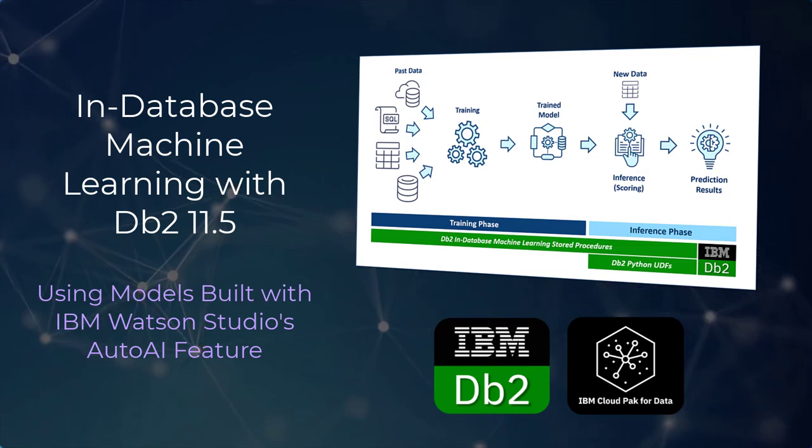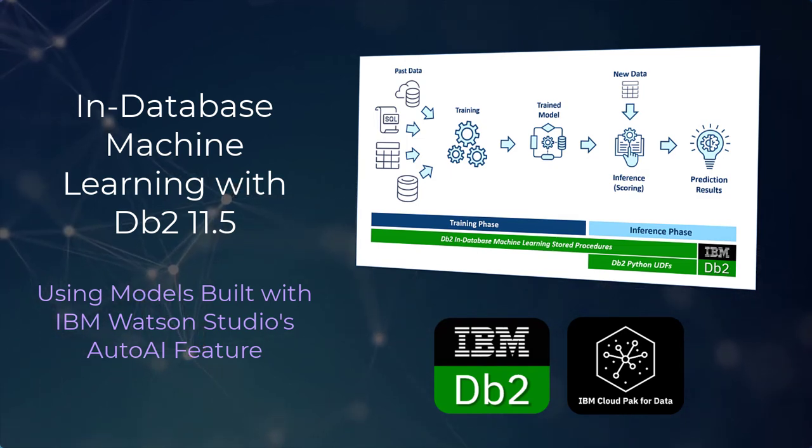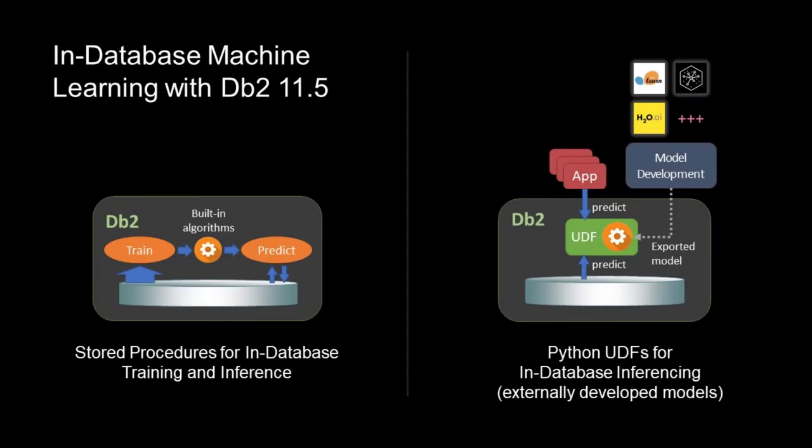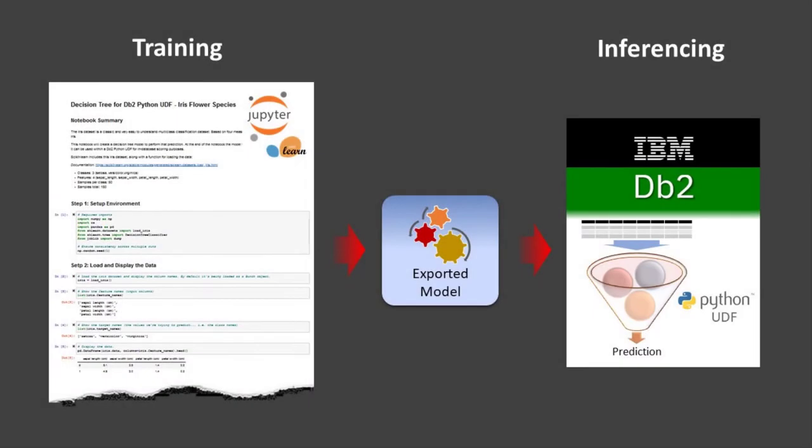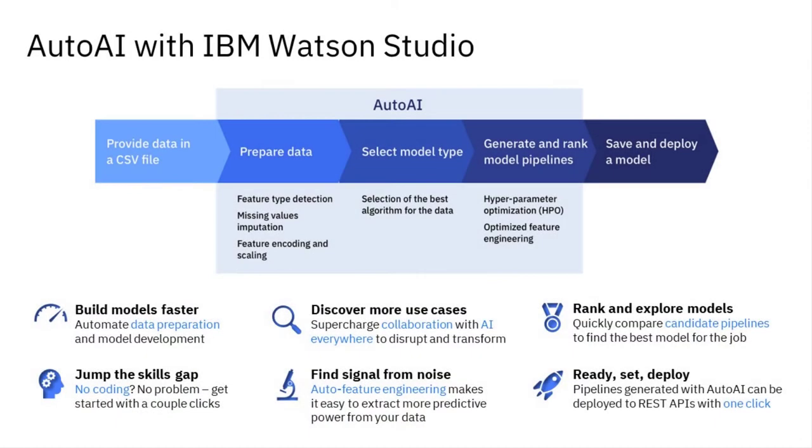Hi. In my last video, I highlighted the new capabilities available in Db2 11.5 around in-database machine learning, with built-in stored procedures and the ability to create custom user-defined functions in Python. In one of the examples, I created a simple model using scikit-learn in a Jupyter notebook. I exported the model to disk, and then I loaded the model into a Db2 UDF to perform in-database inferencing and make predictions.